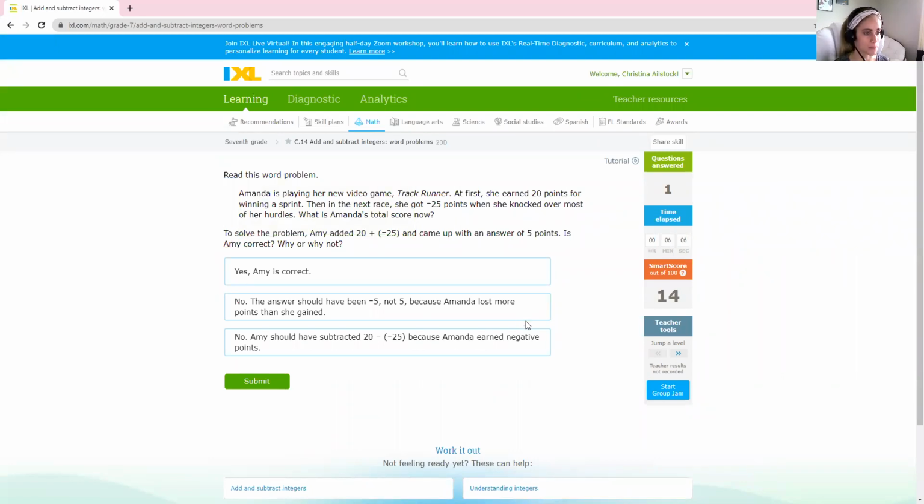Read this word problem. Amanda is playing her new video game, Track Runner. At first, she earned 20 points for winning a sprint. Then in the next race, she got negative 25 points when she knocked over most of her hurdles. What is Amanda's total score now? All right, I have the gist. We're talking about Amanda playing a track game. Let's now read it a second time and annotate, mark up our text.